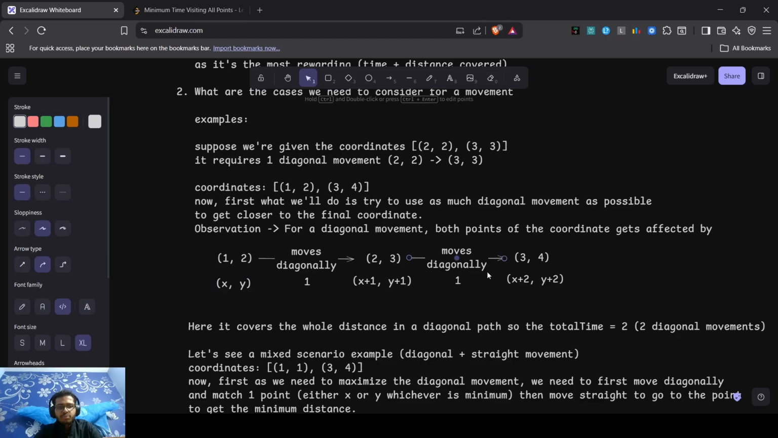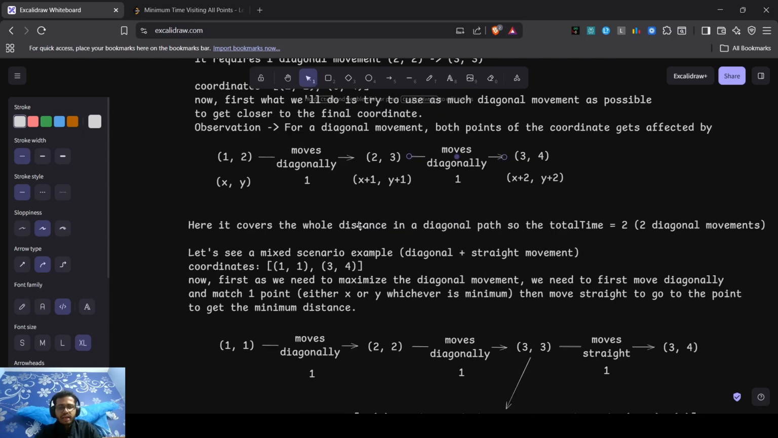Then it again moves diagonally, from 2 comma 3 to 3 comma 4. You get an idea of how the diagonal movement is working. Here it covers the whole distance in the diagonal path, so the total time is equal to 2. Two diagonal movements.